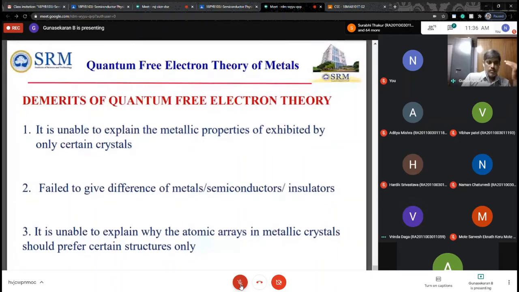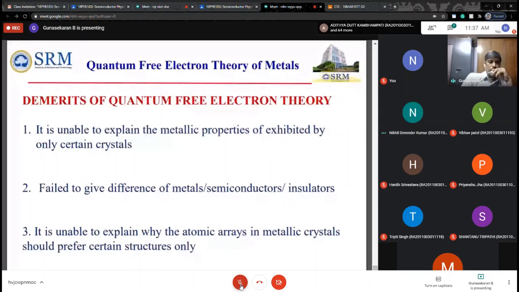According to band theory, you know the valence band and conduction band. If there is no gap between them and both are overlapping, it is a conductor. If the distance between the valence band and conduction band is small, it is a semiconductor. If the gap is too large, it is an insulator. That is the band theory of solids.